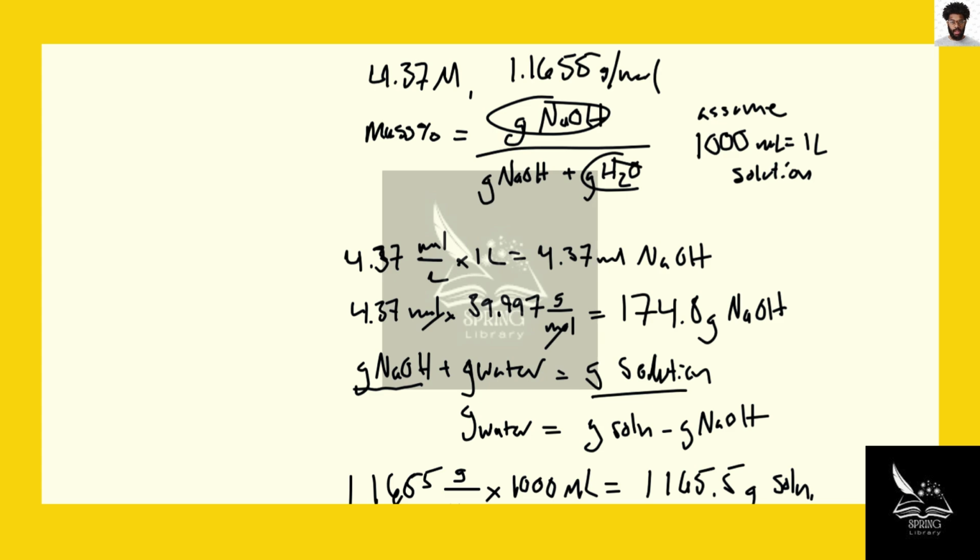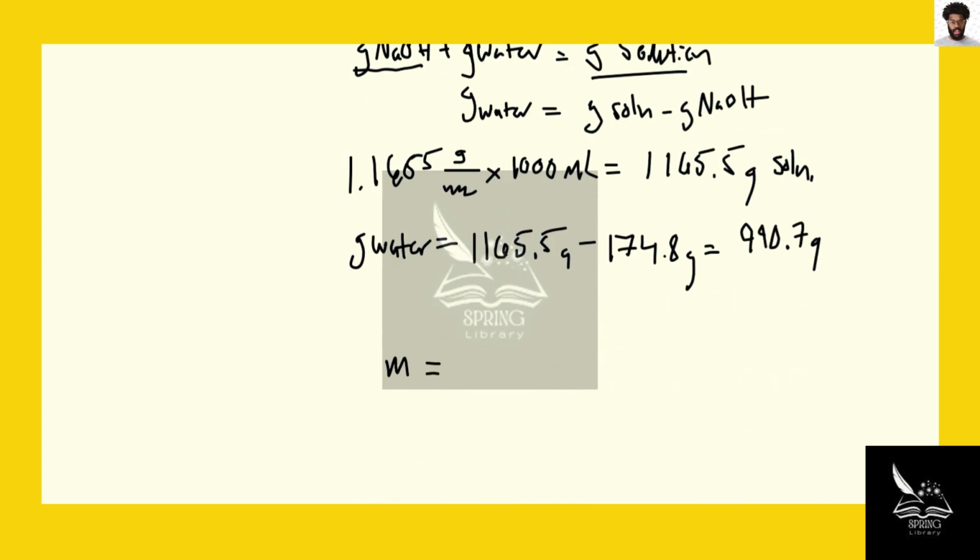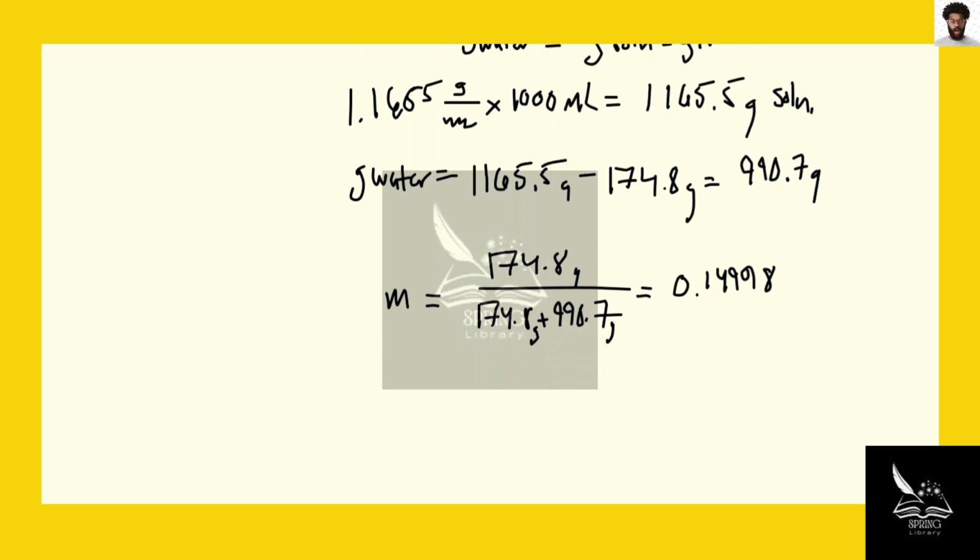We can plug all of this in. We'll get grams of sodium hydroxide is 174.8. Okay, down below we have 174.8 plus 990.7. These are all grams. And 174.8 divided by, I should say, 174.8 plus 990.7. It's going to be 0.1499 8.